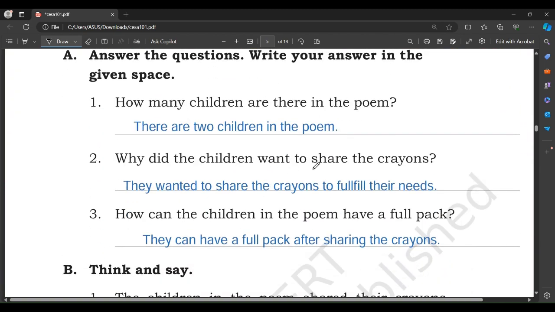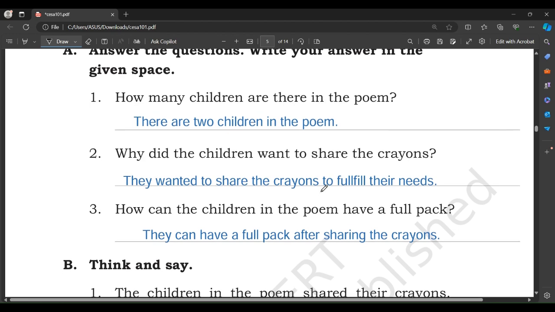Why did the children want to share the crayons? They wanted to share the crayons to fulfill their needs. They need some colors to complete the box. Some colors are missing, so they want to share the crayons.